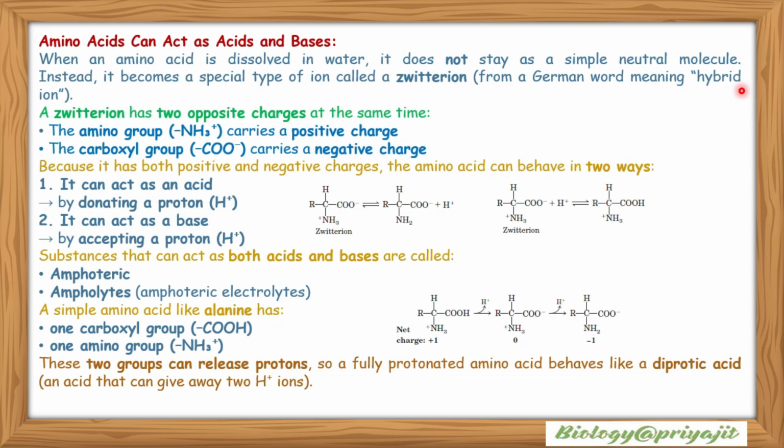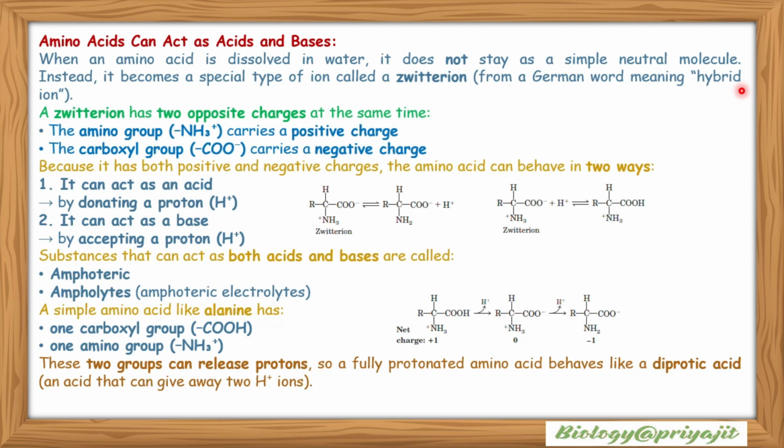A zwitterion has two opposite charges at the same time. The amino group, NH3+, carries a positive charge, and the carboxyl group, COO-, carries a negative charge. Because it has both positive and negative charge, the amino acid can behave in two ways. That is, it can act as an acid by donating a proton, or H+, and can act as a base by accepting a proton.